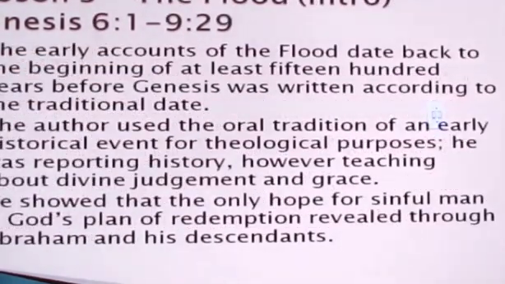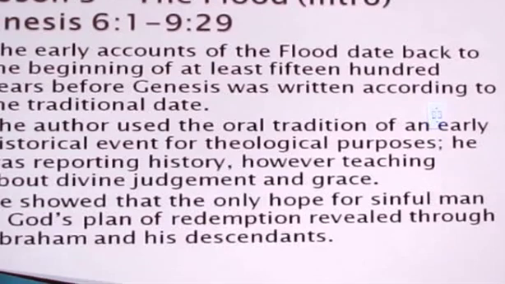The flood, an introduction to the flood, which starts in Genesis 6:1 to 9:9. It's quite lengthy. It actually comprises four chapters, 6, 7, 8, and 9. Now, the early accounts of the flood date back at least 1,500 years before Genesis was written, according to the traditional date. They want to work it back.